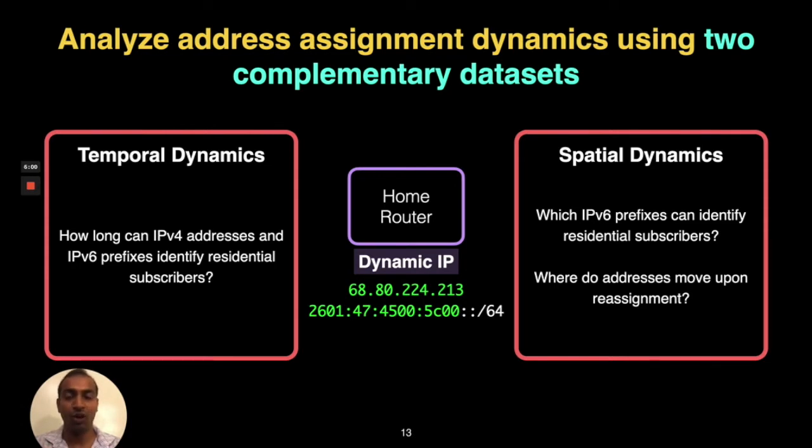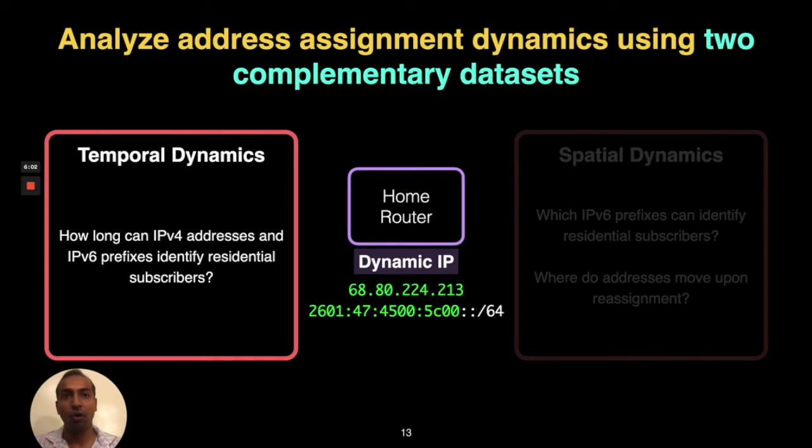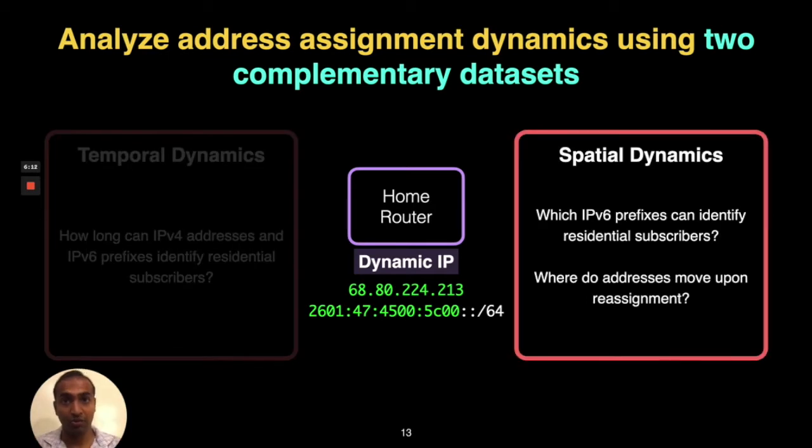In our analysis of temporal dynamics, we study how long IPv4 addresses and IPv6 /64 prefixes can identify residential subscribers. In our analysis of spatial dynamics, we study which IPv6 prefixes can identify residential subscribers. Do subscribers receive a /64 delegated prefix, a /56, a /48, etc.? We also investigate where addresses move upon reassignment, whether subsequent addresses assigned to the same subscriber are close together in the address space or far apart.